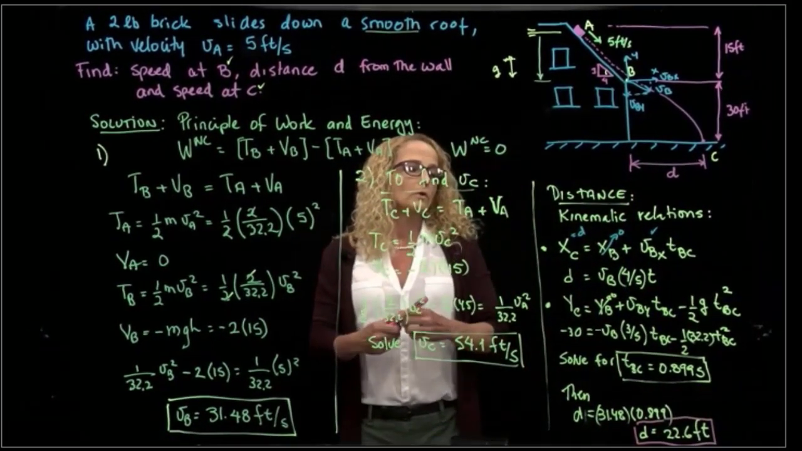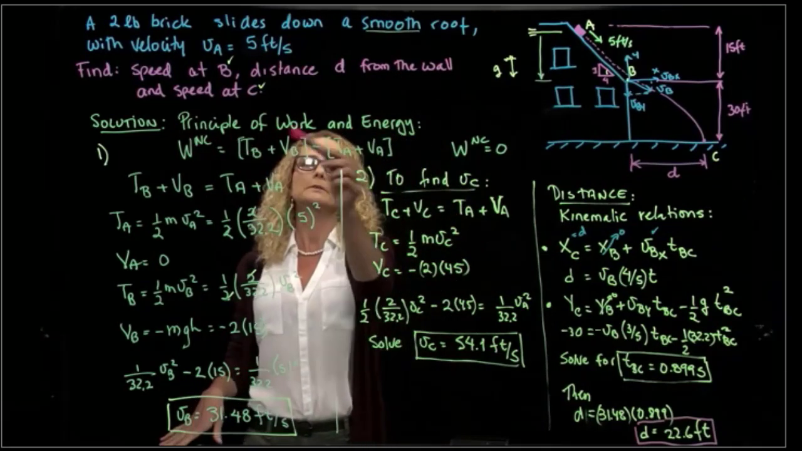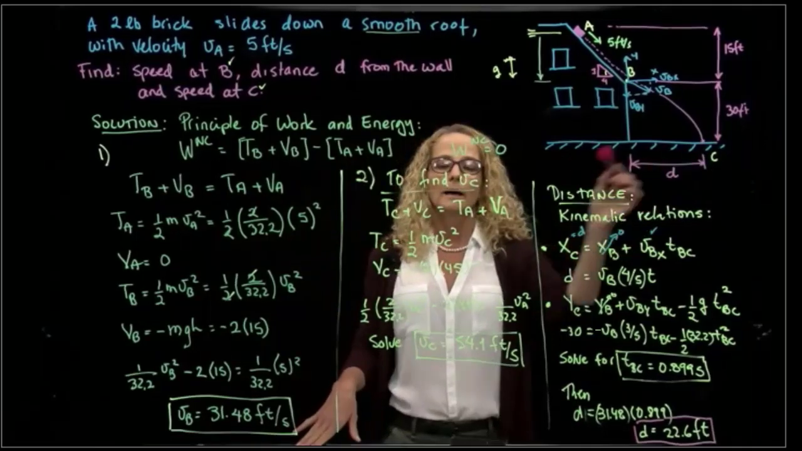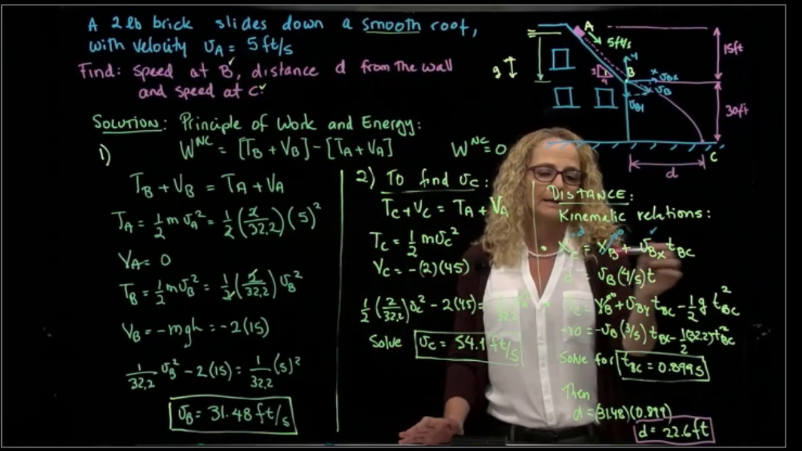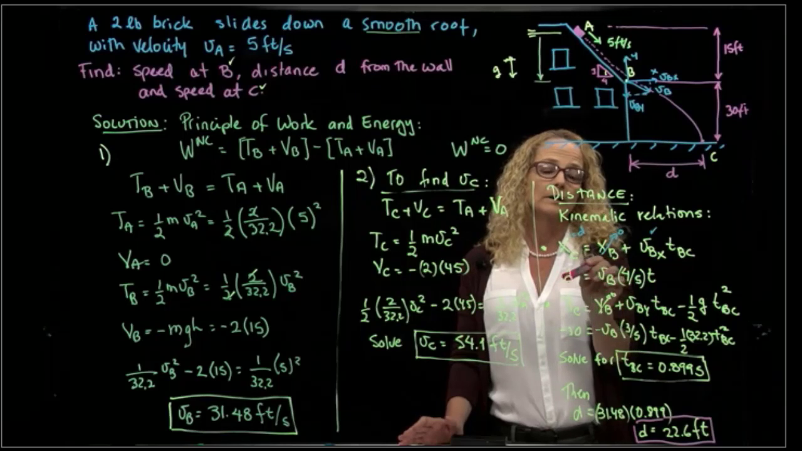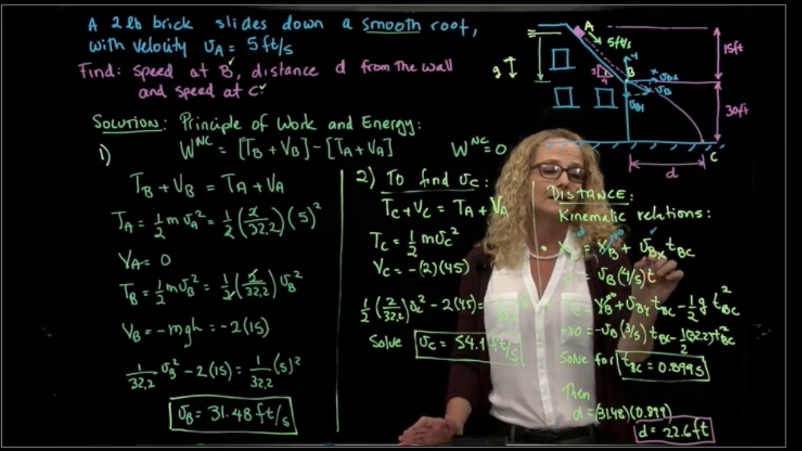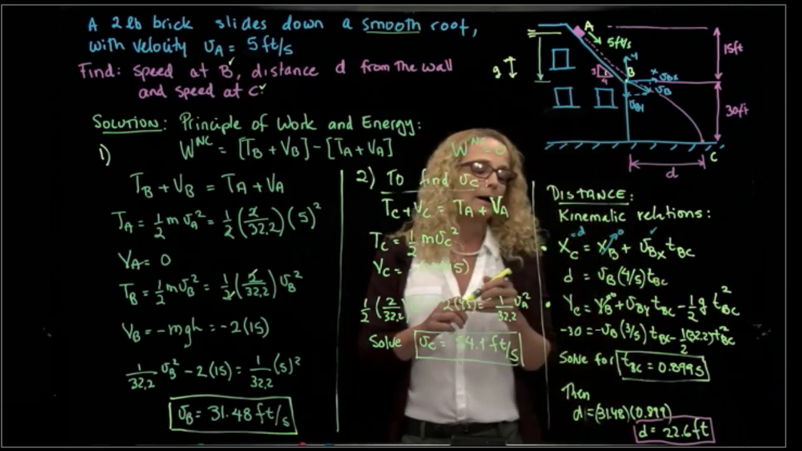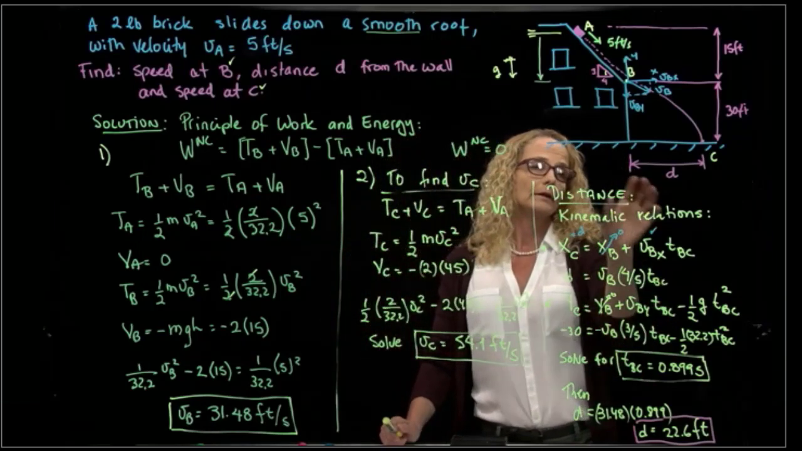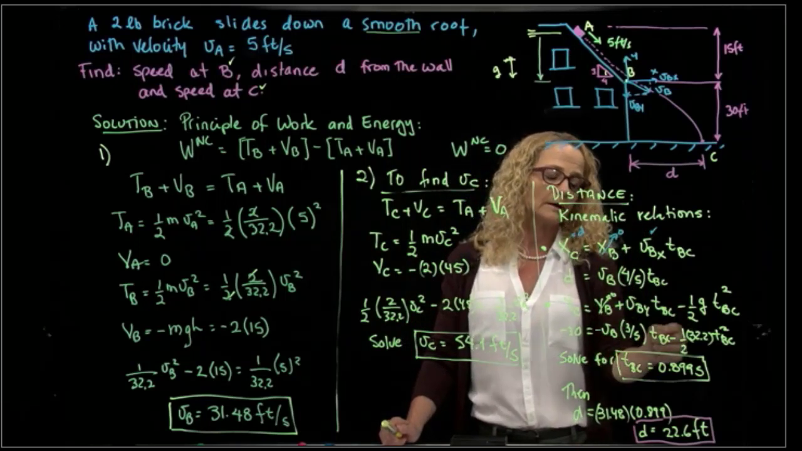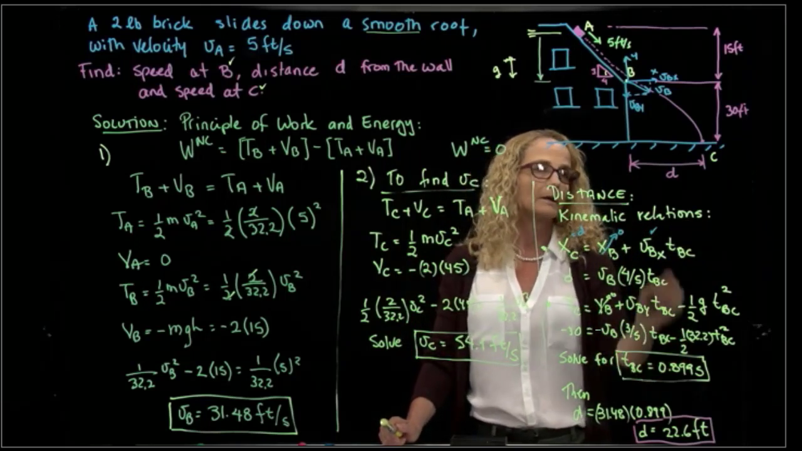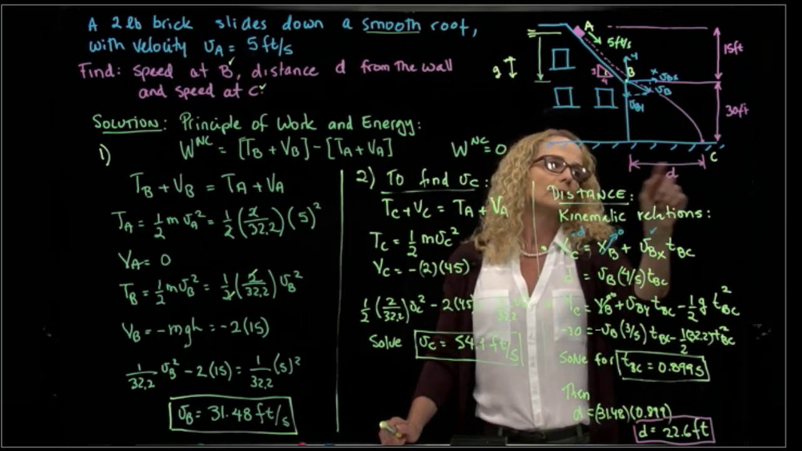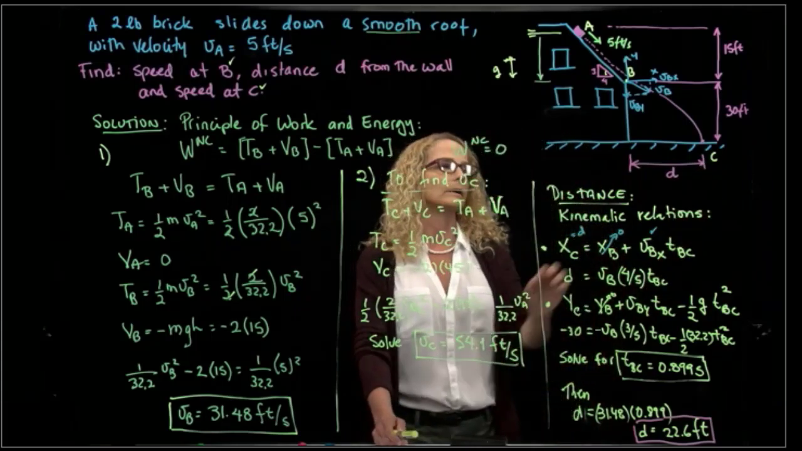So just to review, we use the principle of work and energy to find both velocities in B and C, and then we use the kinematic relations in x and y. In x, we found a relation between the distance and time. This time is the time that it takes to go from B to C, and then we use the relations in y to find time, and then plug it into here. And we found the time that it takes from B to C and the distance in the horizontal direction where it hits the ground.